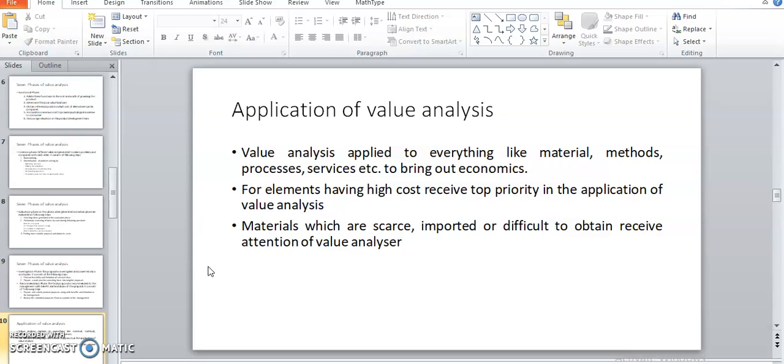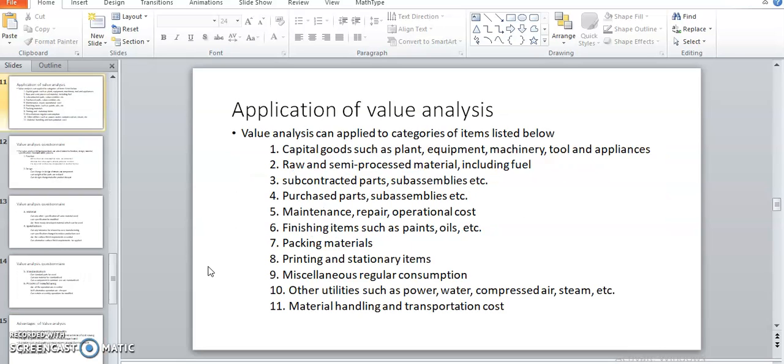Again, we can apply it to shortage materials, imported materials, or materials which are difficult to procure or purchase. We can apply value analysis to such elements to reduce that particular cost. So we can apply it to different products.